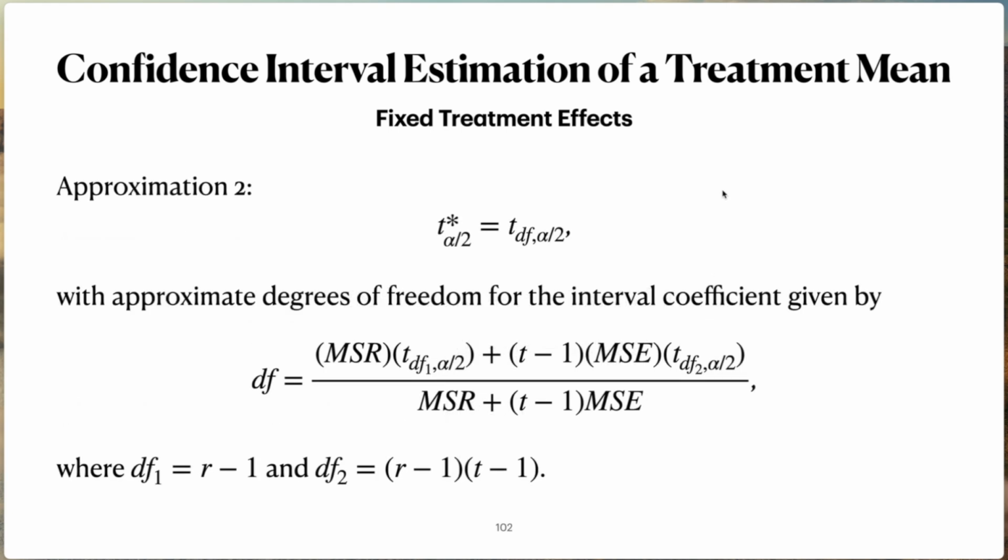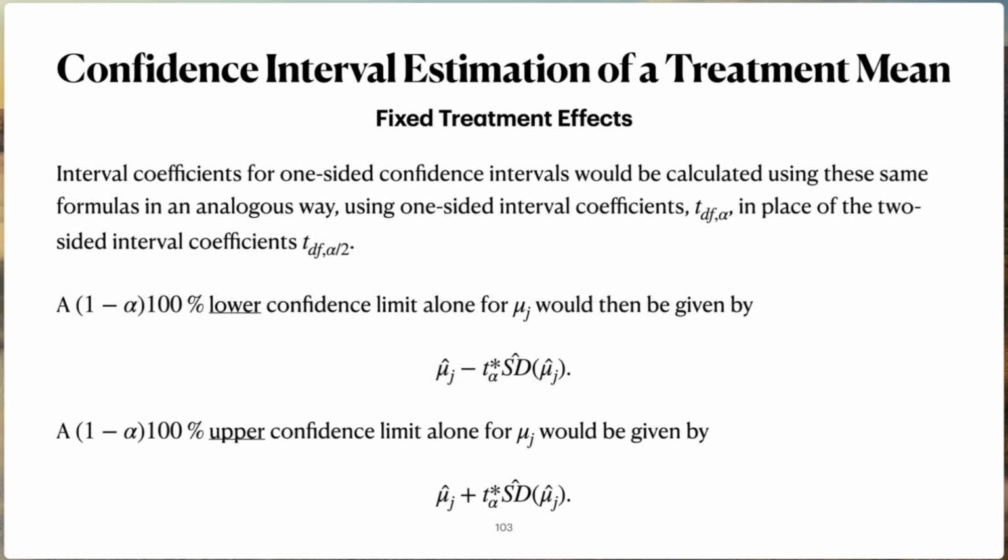The other method is to instead approximate the degrees of freedom. And again, we do get this simplification because we're looking at just one individual treatment mean. In this case, the degrees of freedom are given by this expression. Again, df1 is r minus 1, df2 is r minus 1 times t minus 1. And so we can use either of these two approximation methods to come up with the approximate interval coefficient, and then we use that interval coefficient to calculate an approximate margin of error.